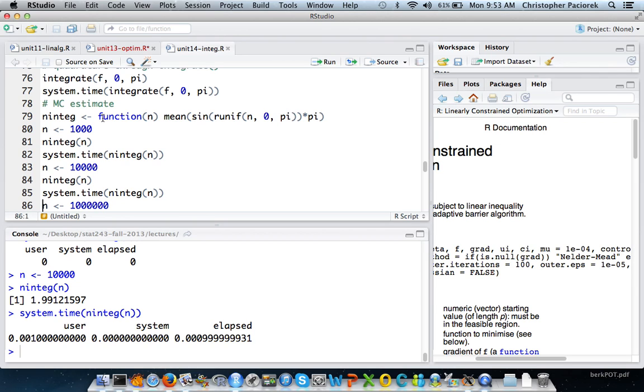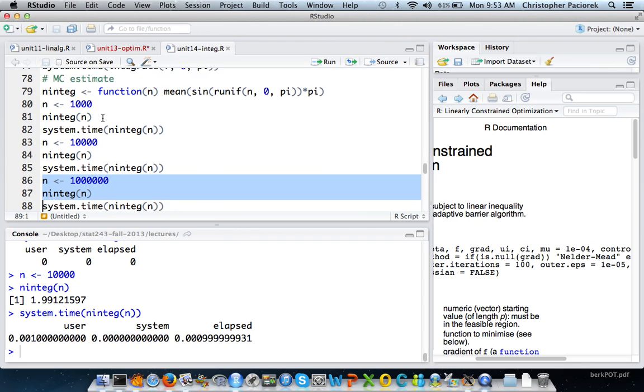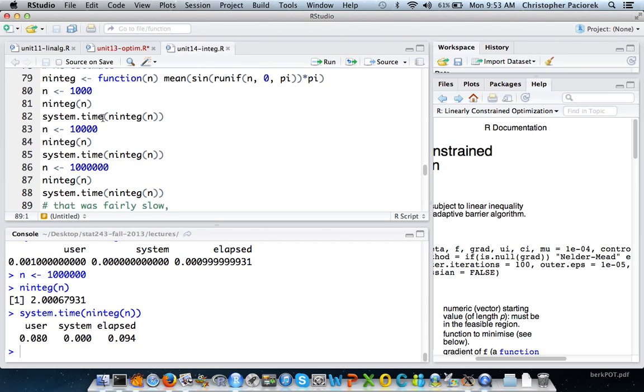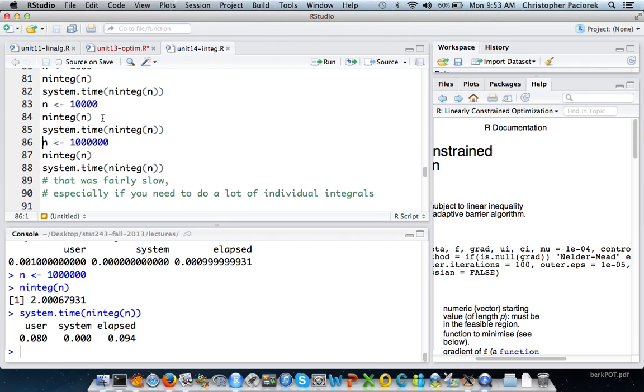But maybe I'm not all that satisfied with that amount of accuracy. So now I'm going to draw a million samples for my Monte Carlo estimate. And now I'm starting to get somewhat more accurate answers. Although actually, if I think about rounding here, this is not all that much more accurate than what I had up there. But now I've got something that takes 0.1 seconds. So you can see it's starting to get to be negligible time to actually do this calculation.